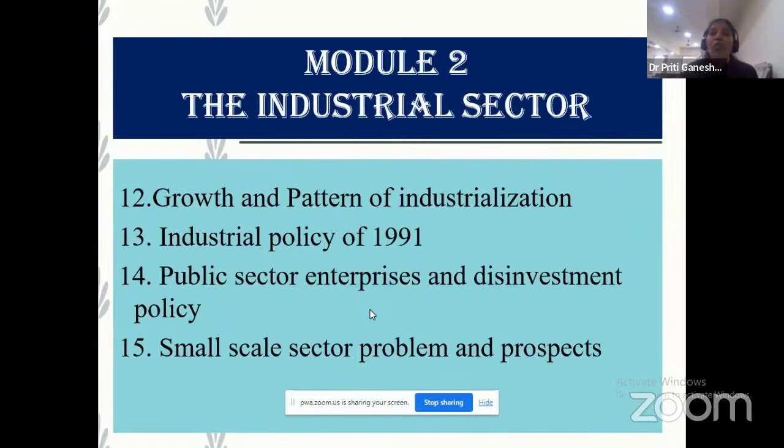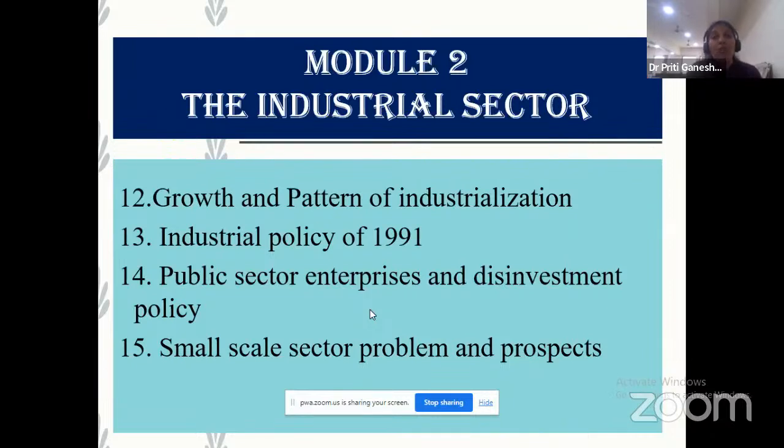From module 2, there are 4 chapters: 12, 13, 14 and 15. All the chapters are related to the industrial sector. So the growth and pattern of industry, where you have to see how Indian industry has grown from the beginning till today. Then the policy of 1991, then public sector enterprises. Again, you have to read these 4 chapters. There is no other alternative.